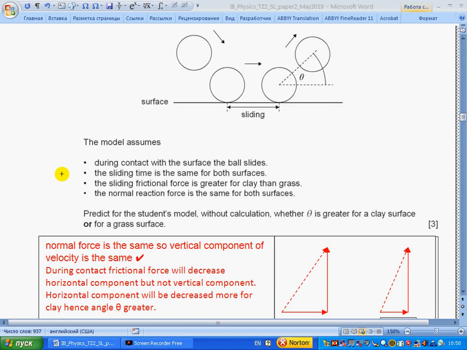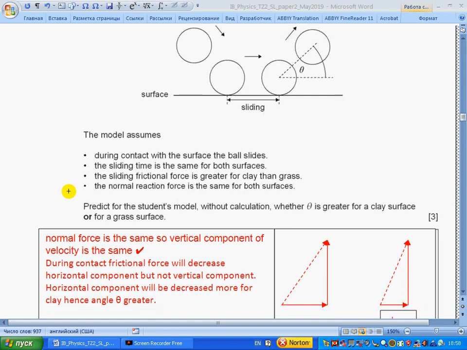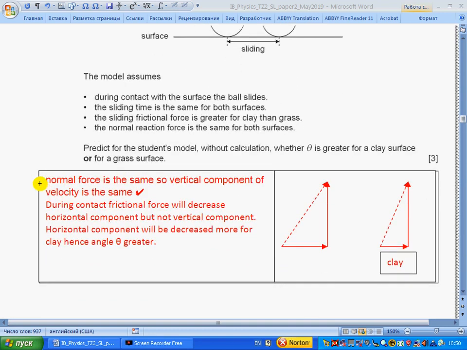Predict, for the student's model without calculations, whether theta will be greater for a clay surface or for a grass surface. So here we have the following information. Normal force is the same, so the vertical component of velocity is the same. During contact, frictional force will decrease the horizontal component, but not the vertical component. The horizontal component will decrease more for clay, as they say, because frictional force is greater, hence the angle is greater.